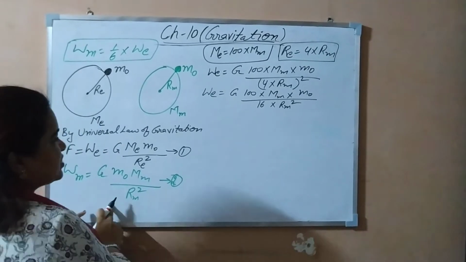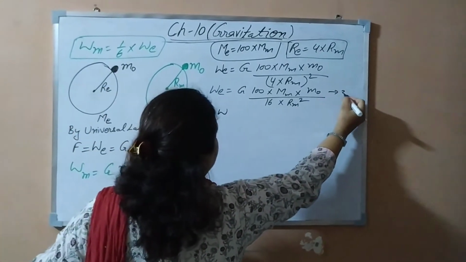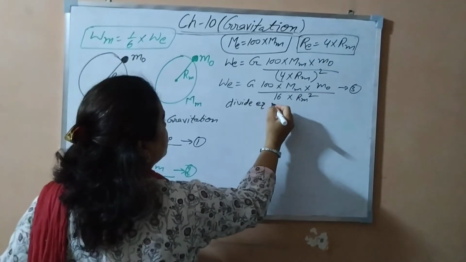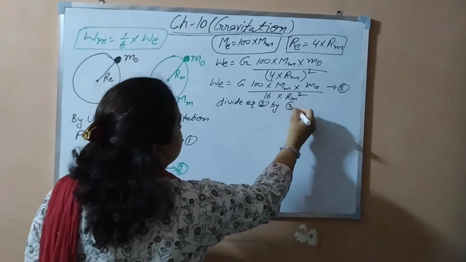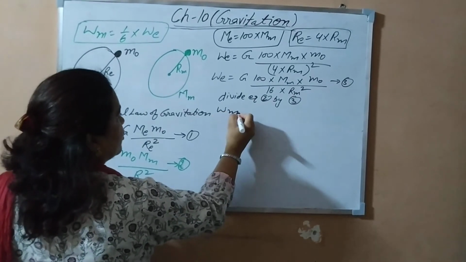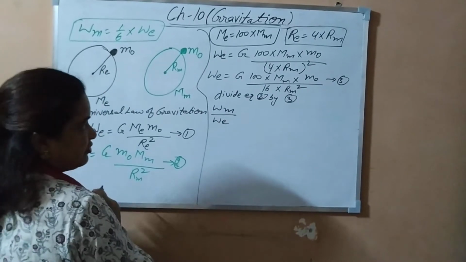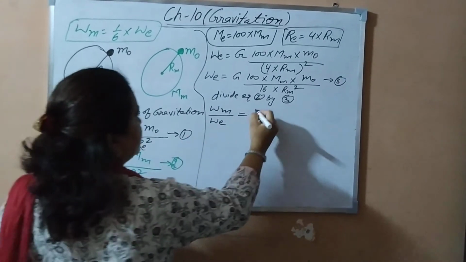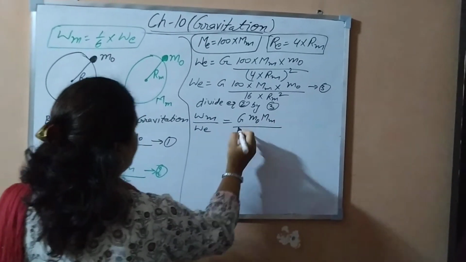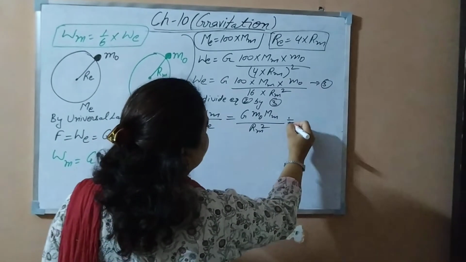Now we will divide the weight on moon by the weight on earth, that is, divide equation 2 by equation 3, on both the left-hand side and the right-hand side. So weight on moon upon weight on earth: G, mass of object, mass of moon upon radius of moon squared, divided by 100 G, mass of moon and mass of object upon 16 times R_m squared.